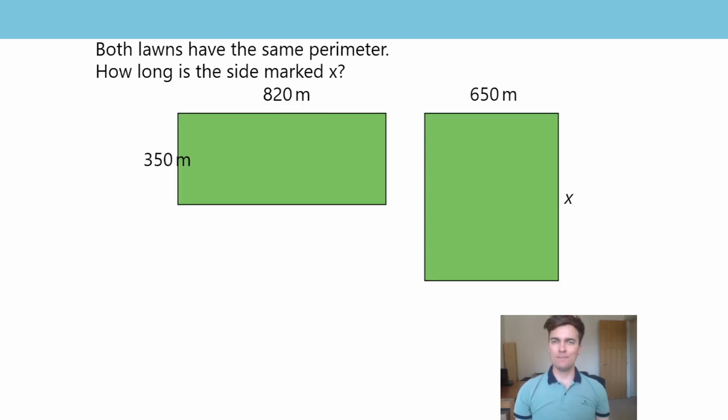Okay, final problem. Both lawns have the same perimeter. How long is the side marked x? Press pause and have a go. See if you can find an equation that would help. Have a go at solving it. Then come back and we'll take a look together.